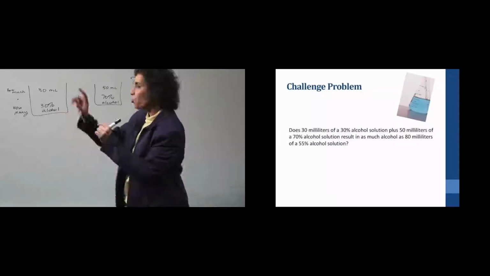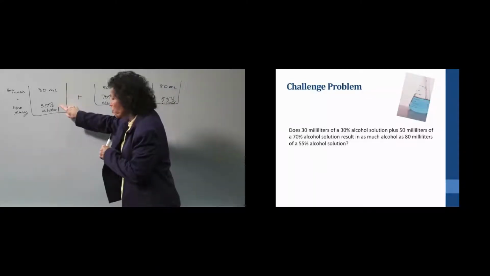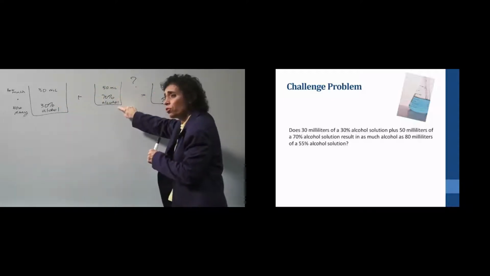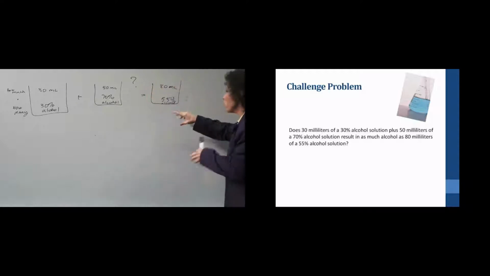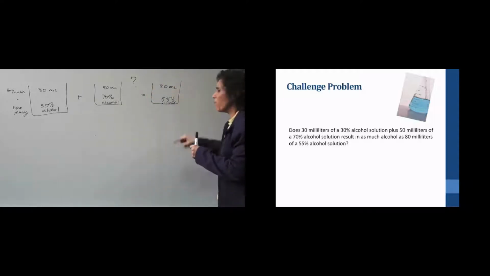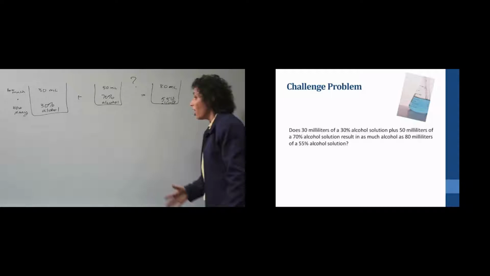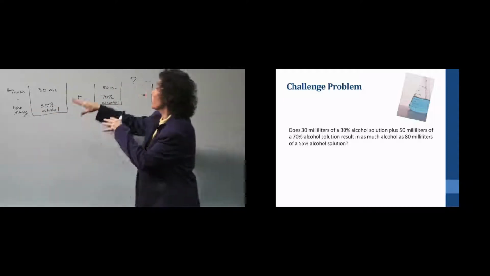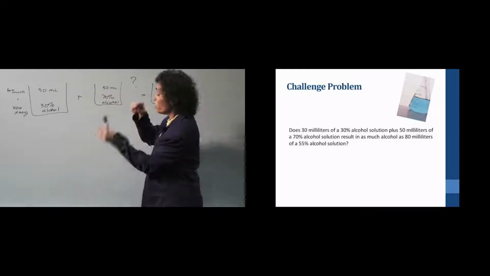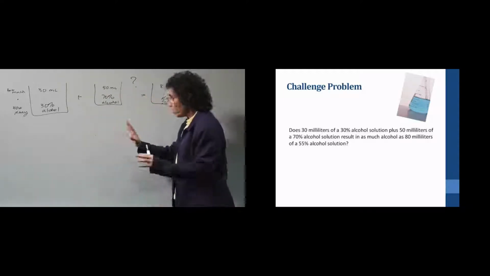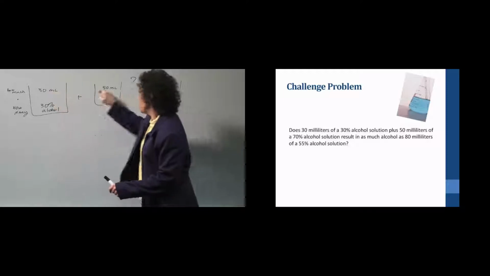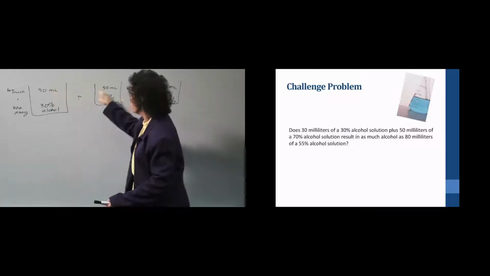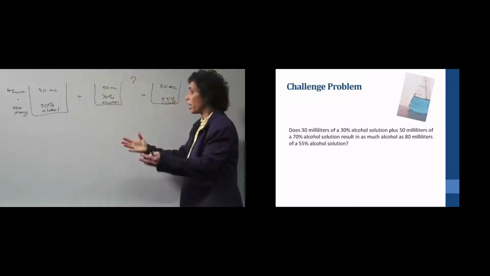They want to know, does 30 milliliters of a 30% alcohol solution added to 50 milliliters of a 70% alcohol solution give you as much alcohol as 80 milliliters of a 55% alcohol solution? All right, here's the deal. This, to me, is really a how much times how many problem, but I really like the beakers, because it's actually a fluid. But anyway, here's what I know. When I add 30 and 50, I do get 80, so I'm happy about that. That has to be true. This plus this has to be that, so that's okay.